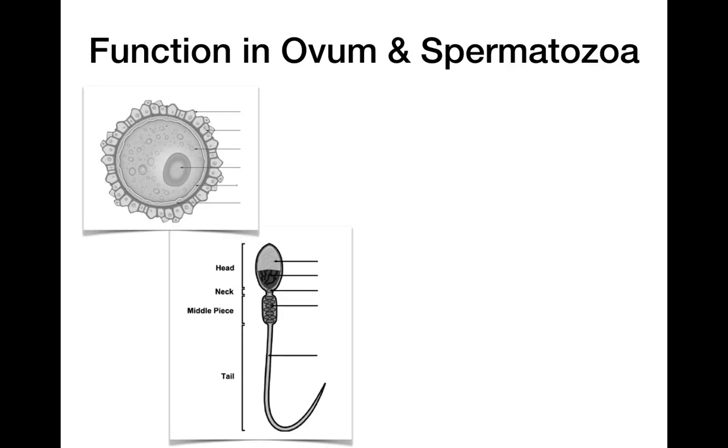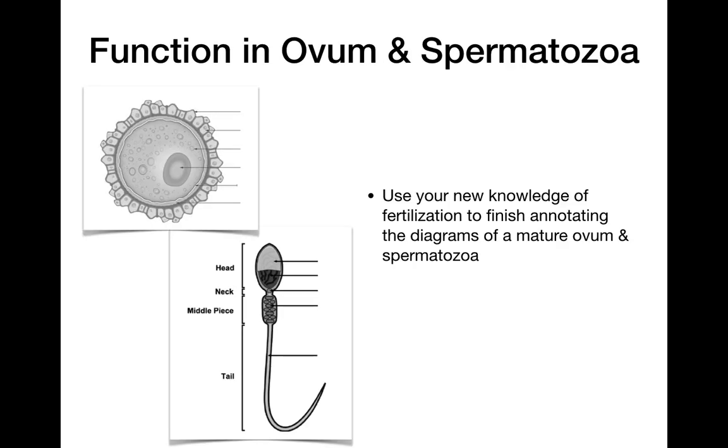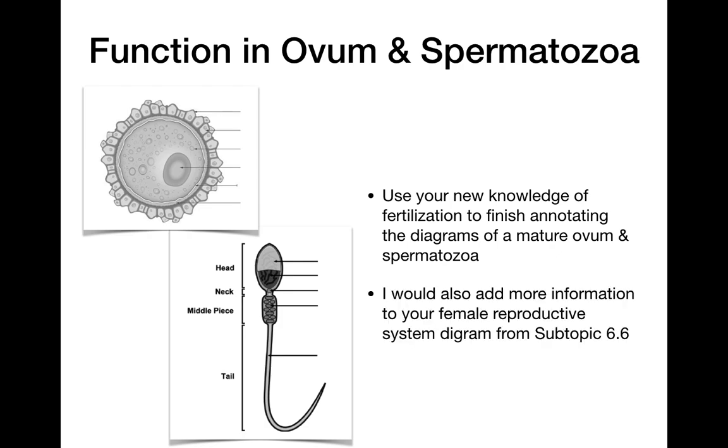So what you should do now is go back to your diagrams, the diagrams you did last class, or in the first half of this lesson, and I want you to finish annotating them, especially focusing on the spermatozoa and on the ovum, the egg, and really talk about the function. Why do we have the follicle cells around the egg? Why do we have the cortical granules? What's the purpose of them? Talk about how we prevent polyspermy as part of your answer.